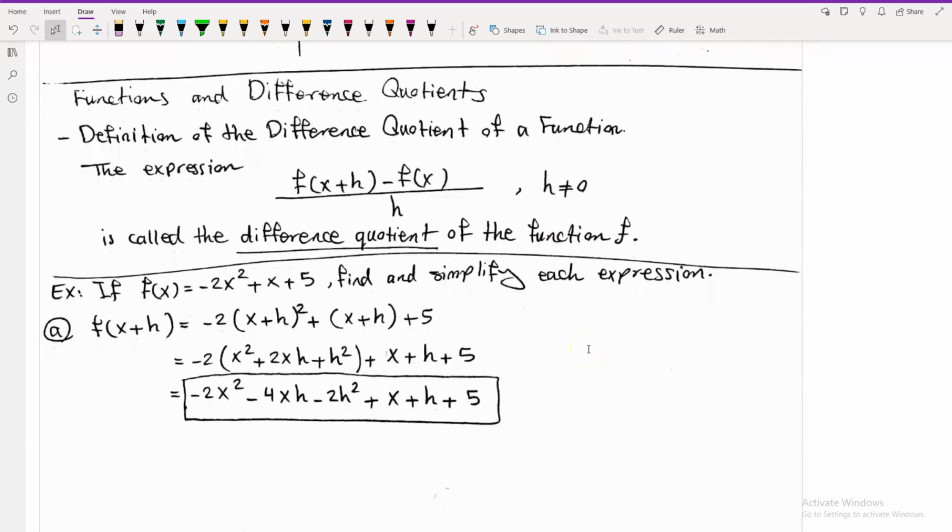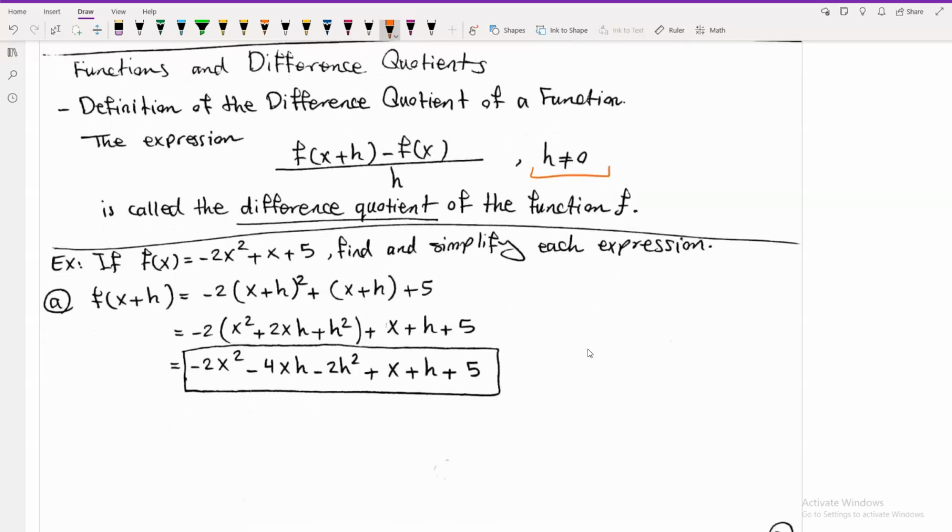And this part, functions and difference quotients. Definition of the difference quotient of a function. Here we have this expression: f of x plus h minus f of x, divided by h. H is the denominator, and we cannot have 0 in the denominator. If we had 0 in the denominator, we're going to have undefined, so h is not 0. This is called the difference quotient of the function f.